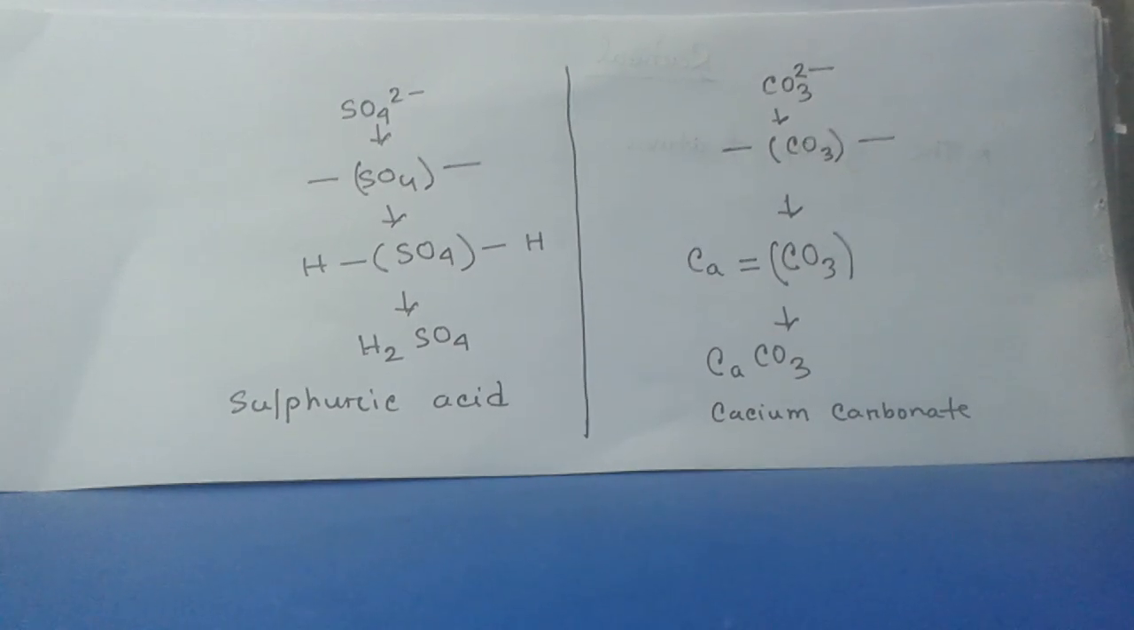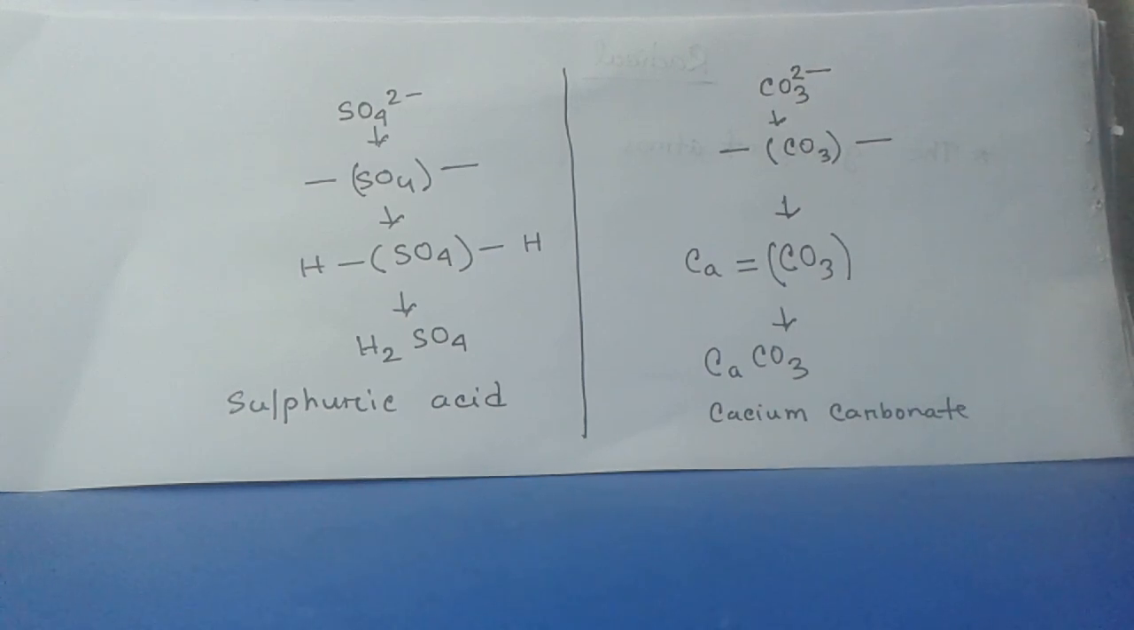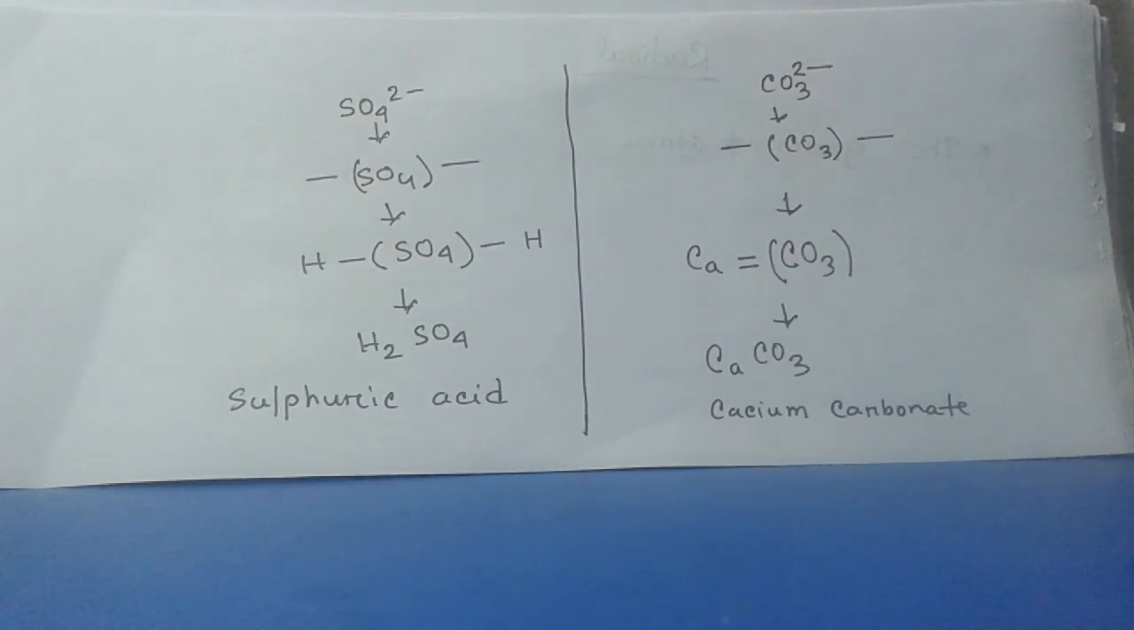So this was my video for today. There is a table in your textbook, page number 80, about the valency of some elements and radicals. You should study it well.